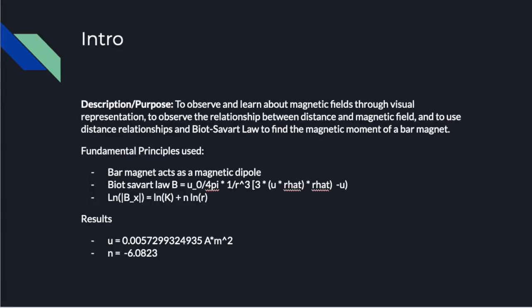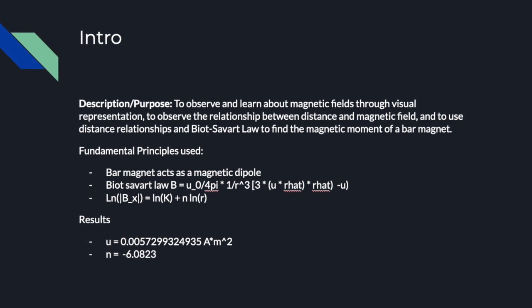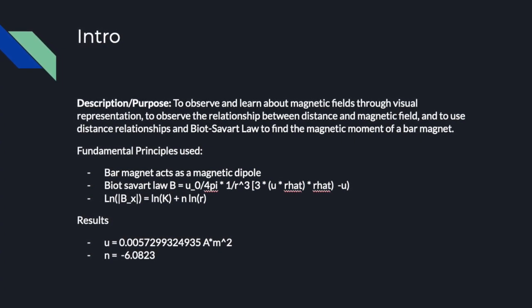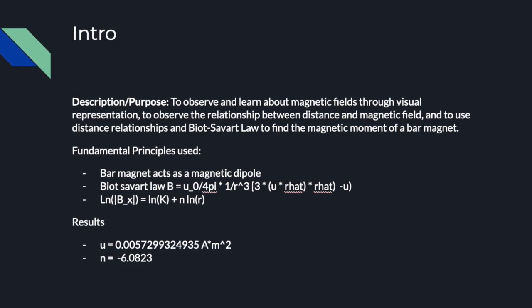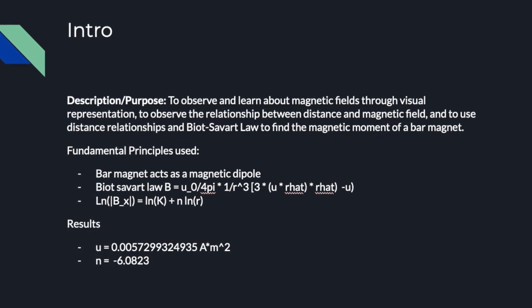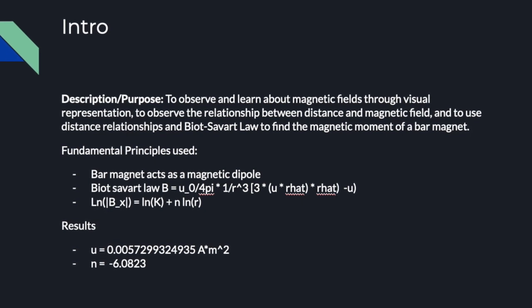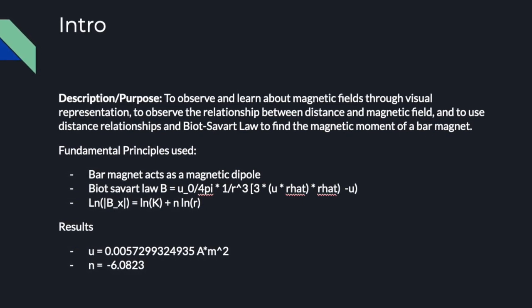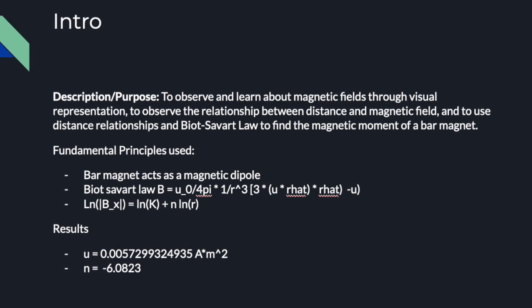The purpose of this lab is to observe and learn about magnetic fields through visual representation, to observe the relationship between distance and magnetic field, and to use the distance relationship and Biot-Savart law to find the magnetic moment of a bar magnet. The fundamental principles we use are that a bar magnet acts as a magnetic dipole, and that Biot-Savart law is equal to B = (μ0/4π) times (1/r³) times 3(μ·r̂)r̂ minus μ.